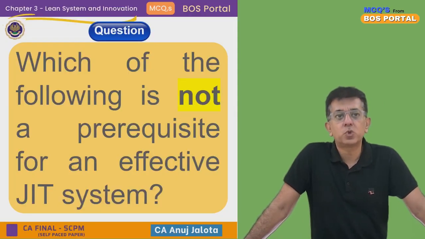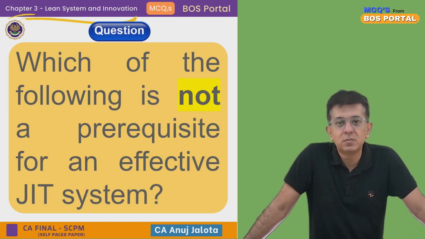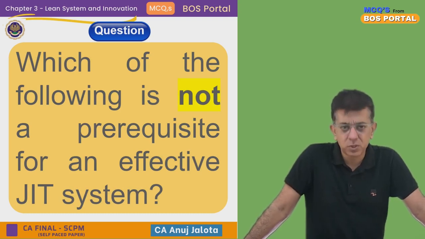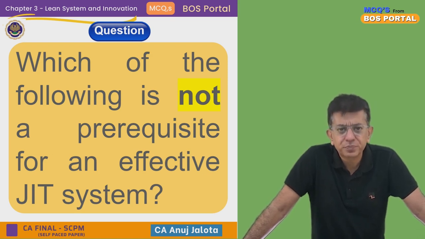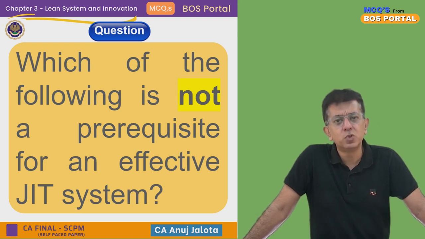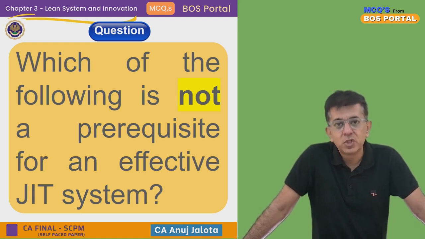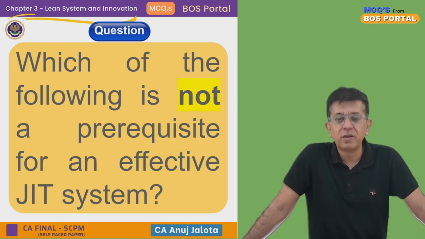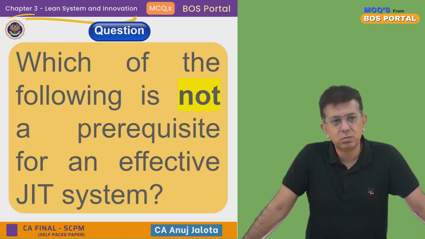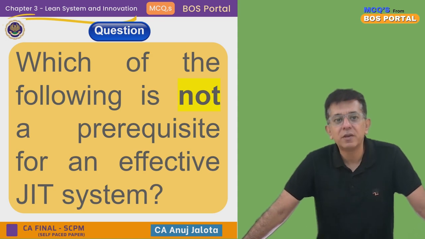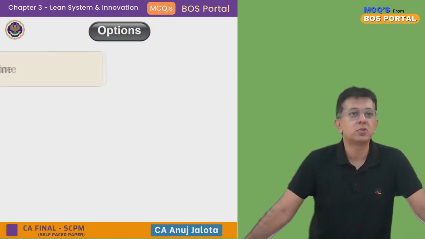Which of the following is not a prerequisite for effective JIT system? Now JIT system is actually in two parts. You have just-in-time purchases. You have just-in-time production. Just-in-time purchases means what? Purchase whenever you have to be consuming, obviously, raw material. JIT production is what? Produce whenever the order comes from the customer. Of course, of finished goods. So which one is not a prerequisite, means essential, for effective JIT system? Bring me the four options, please.